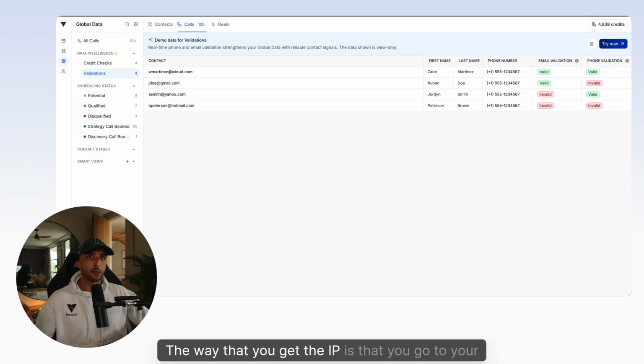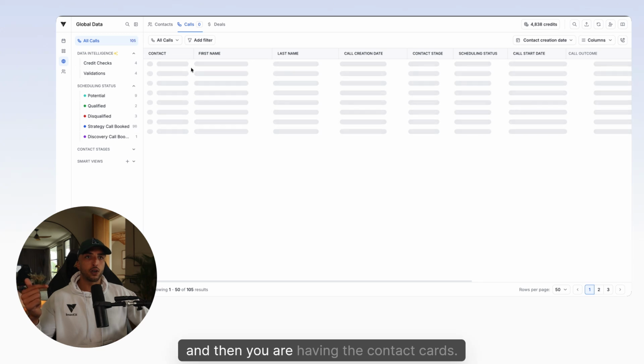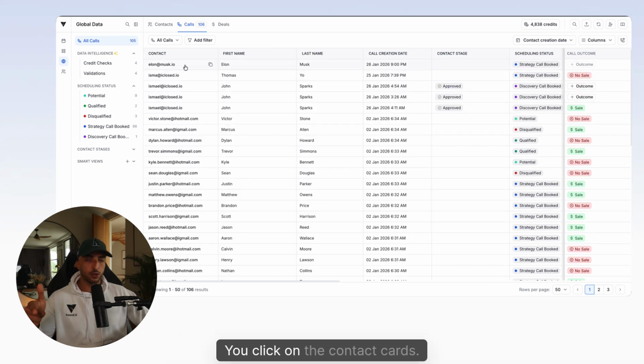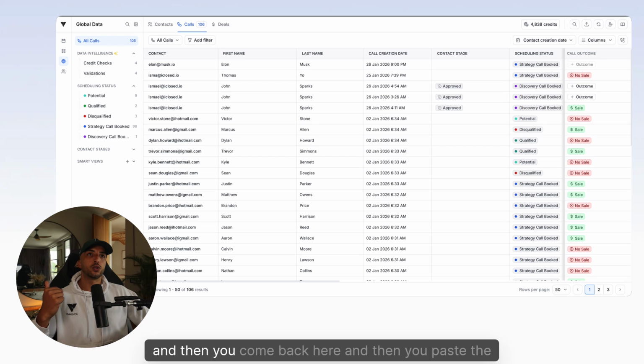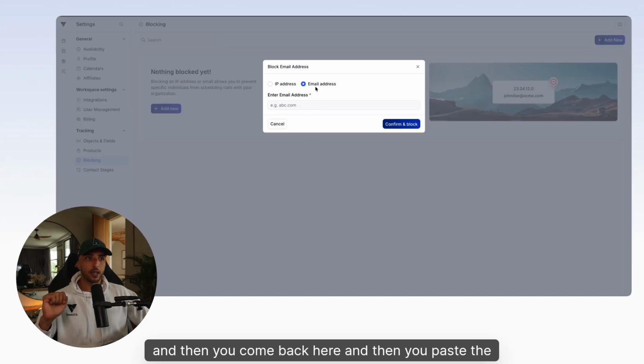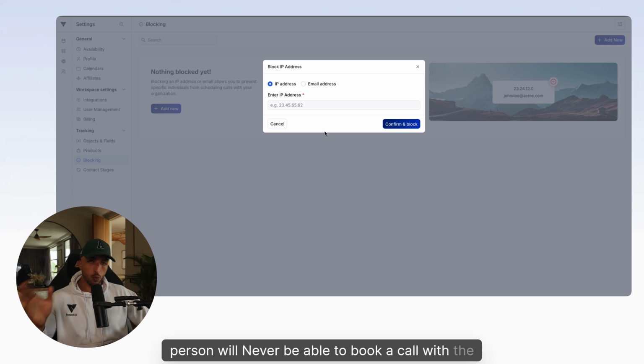The way that you get the IP is that you go to your global data and then you have the contact cards. You click on the contact cards. I'm not going to show it here, but on the bottom left side, you can have the IP. You copy it, and then you come back here and paste the IP. Okay. And when you do that, the person will never be able to book a call with the same IP.